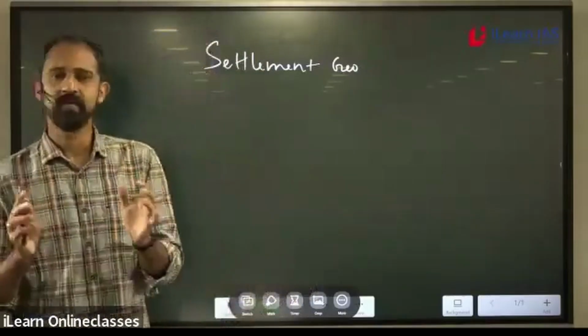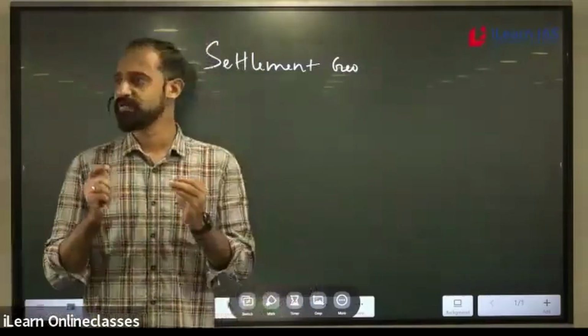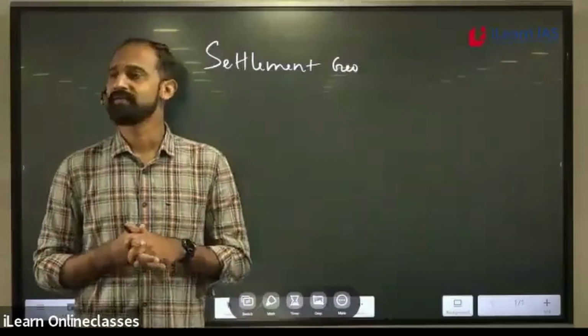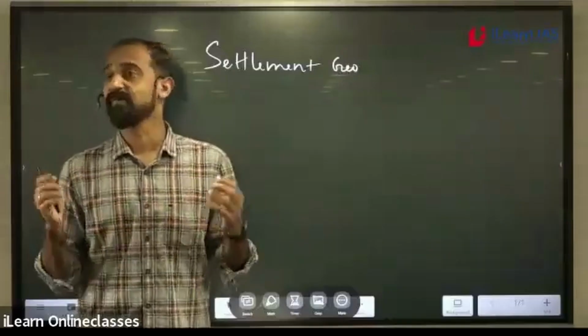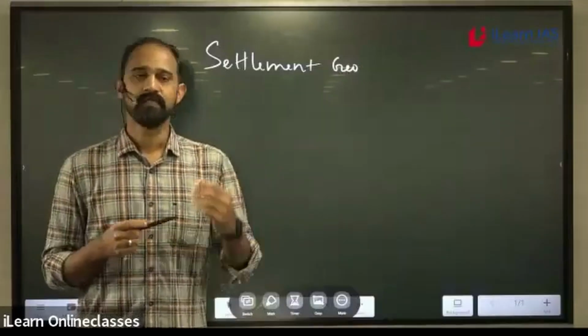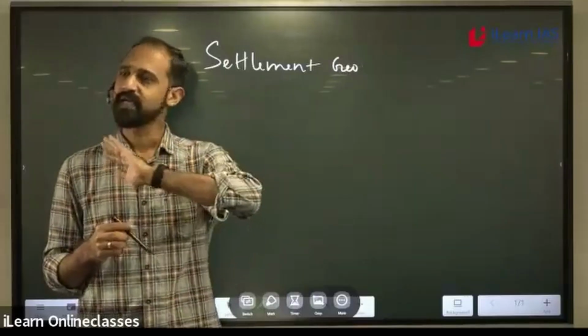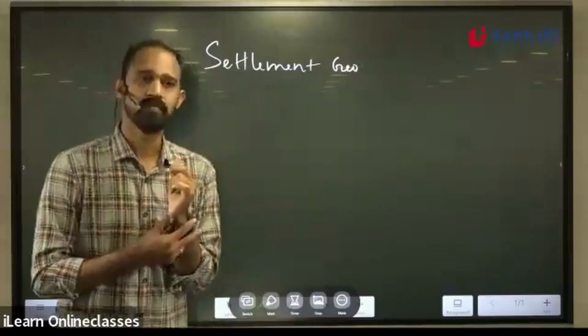Settlement is primarily about human dwellings, the houses and associated buildings we construct for our living. It is divided into rural and urban. That's the primary basic thing, so we need to study in detail about both of these two types of settlements.